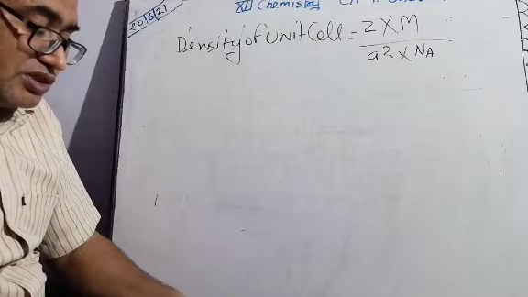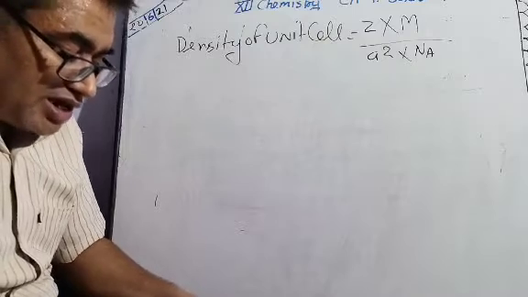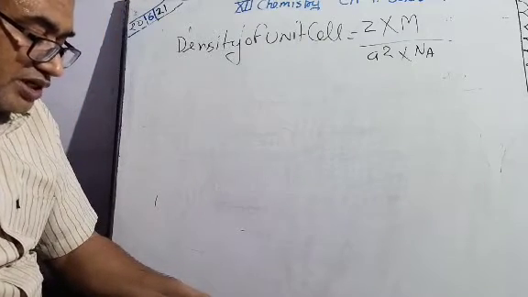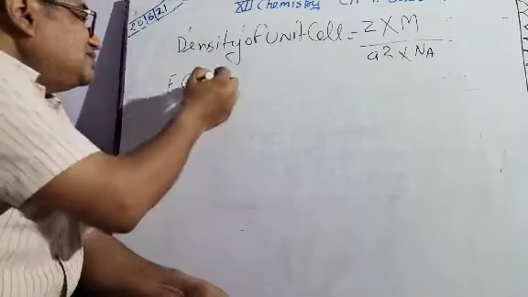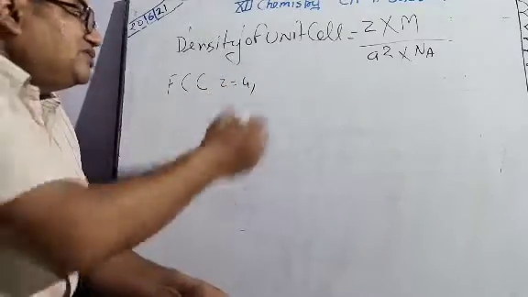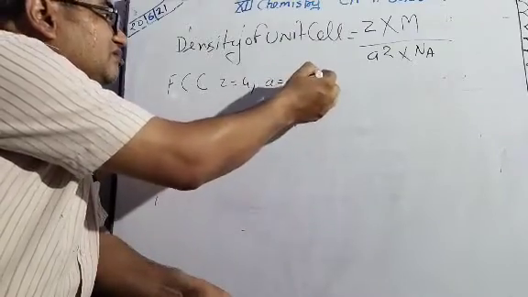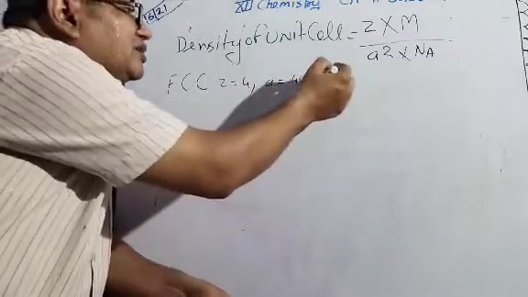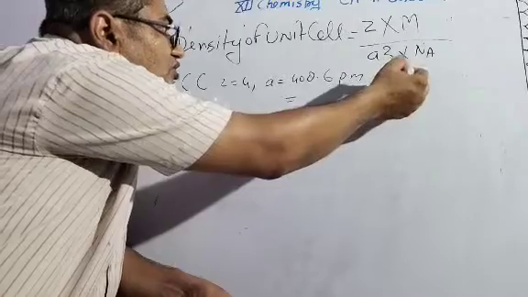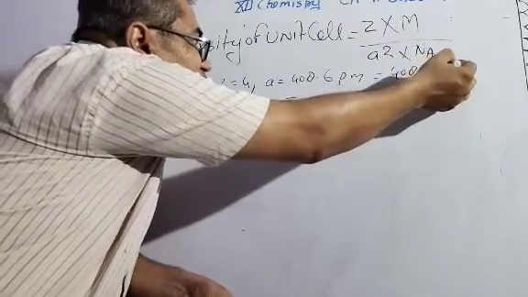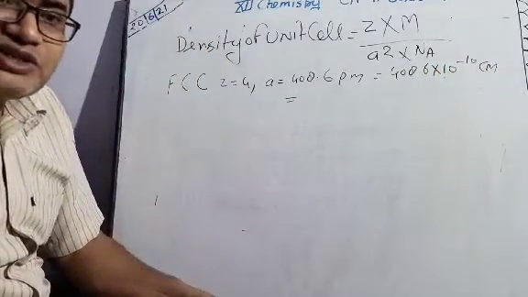If in one question somebody asks what the density of the unit cell is, let me see. There is one numerical I want to find out. For the face centered unit cell, Z equals 4, which has a equal to 408.6 picometer, which will be 408.6 into 10 to the power minus 10 centimeter. Picometer should be converted into centimeter.